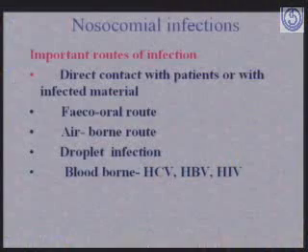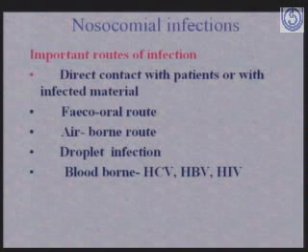Now, what are the important routes of transmission of these nosocomial infections? They can be transmitted by direct contact with patients or with infected material, by the feco-oral route, the airborne route, or droplet infection. For example, tuberculosis is transmitted by droplet infection. They can also be transmitted by the bloodborne route.